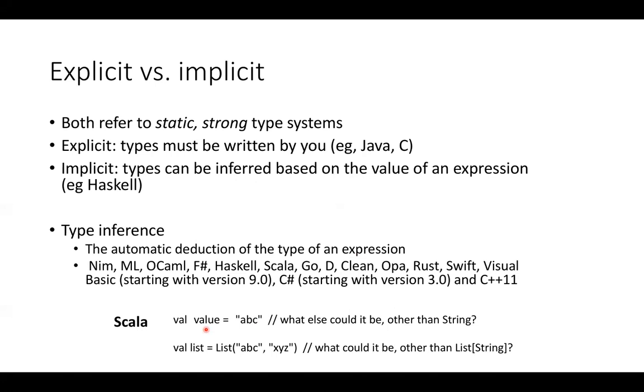Similarly, here's another example. I declare some variable list, and it's a list of strings. Well, gosh, I know exactly what the type of this thing is. You don't have to tell me. That would just be redundant. Now, maybe the redundancy is a feature if you're using it as a safety net, but as we pointed out, most of the time it feels like it gets in the way.